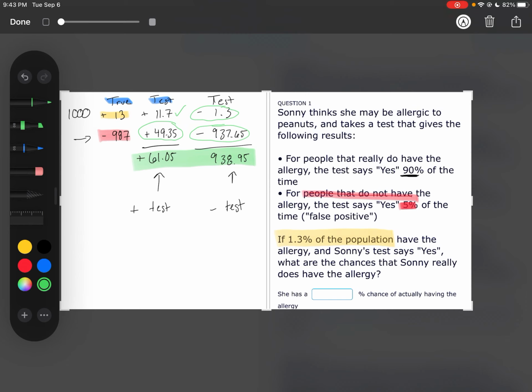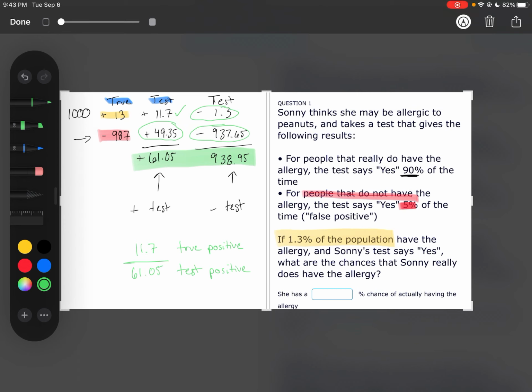So the question here is saying, what are the chances that Sunny has the allergy if Sunny tests yes. So what we're trying to see is out of the people that test positive, how many of them are true positives? How many actually have a peanut allergy? This is a good way of saying if you go to the doctor and you get a test and it comes back positive, it doesn't actually mean you have whatever disease they're testing for. It just means that you tested positive. So that's what we're looking at here. So 61.05 people have tested positive, and of those 61.05 people, only 11.7 of them are actually allergic to peanuts.